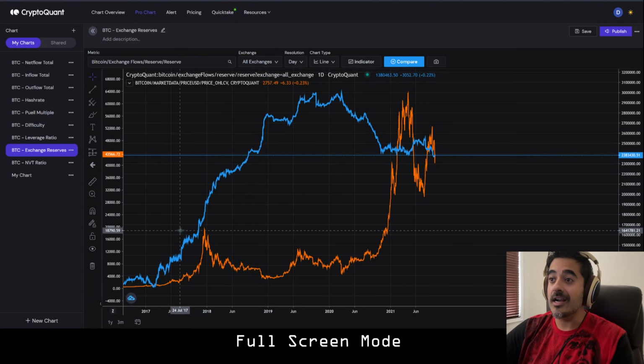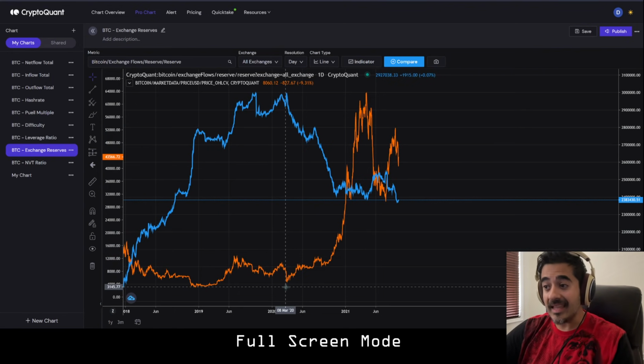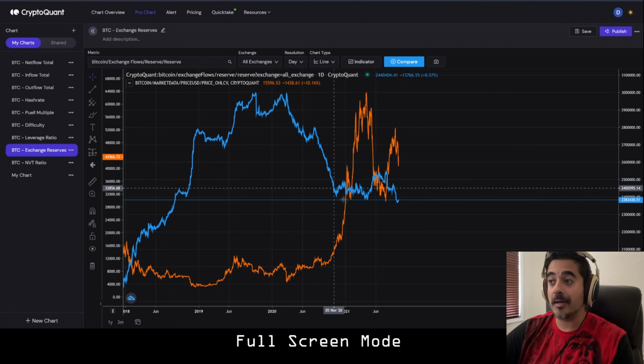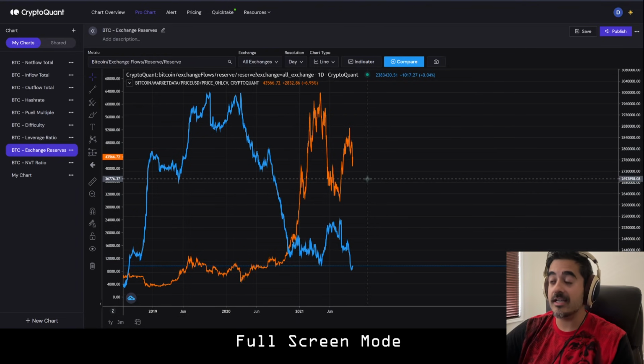What happened here is that the exchange reserves went up really high and there weren't a lot of people buying. This was during a pandemic and a financial crisis. This was a liquidity crisis last March. Well, as soon as that started to recover, you saw what happened. Price went parabolic, exchange reserves went parabolic in the other direction. I think the same exact thing that we saw here is going to happen again.